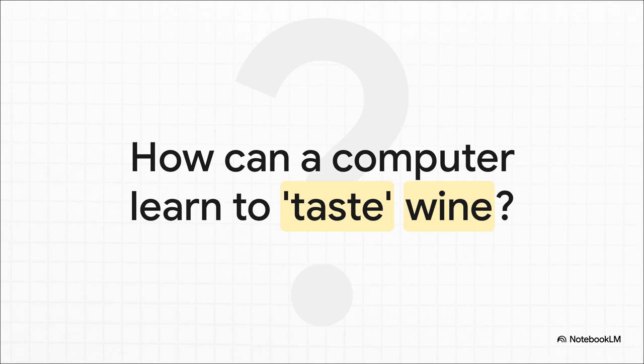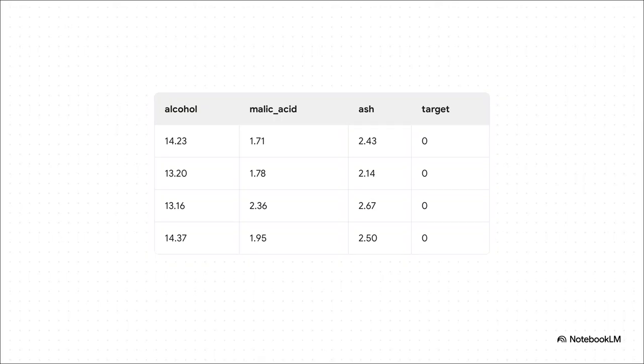But the secret ingredient isn't magic at all. It's something much more tangible: data. And our whole journey kicks off right here with this table. This is our wine data set. Instead of taste, what the machine sees is a list of 13 chemical properties for every single wine. Things like alcohol content, acidity, even the color. And see that target column over on the right? That's the key. That's the actual wine class we want the machine to figure out how to predict.